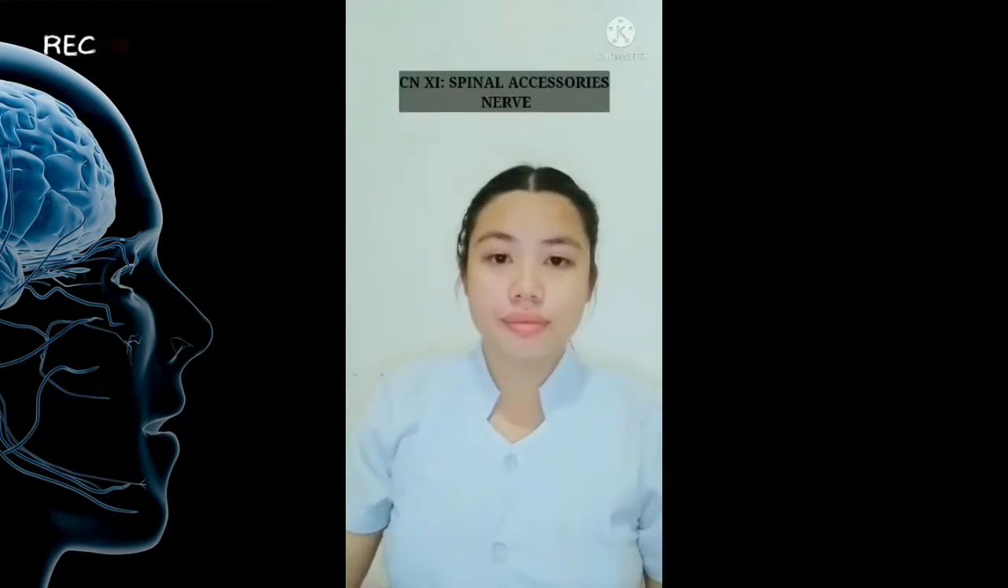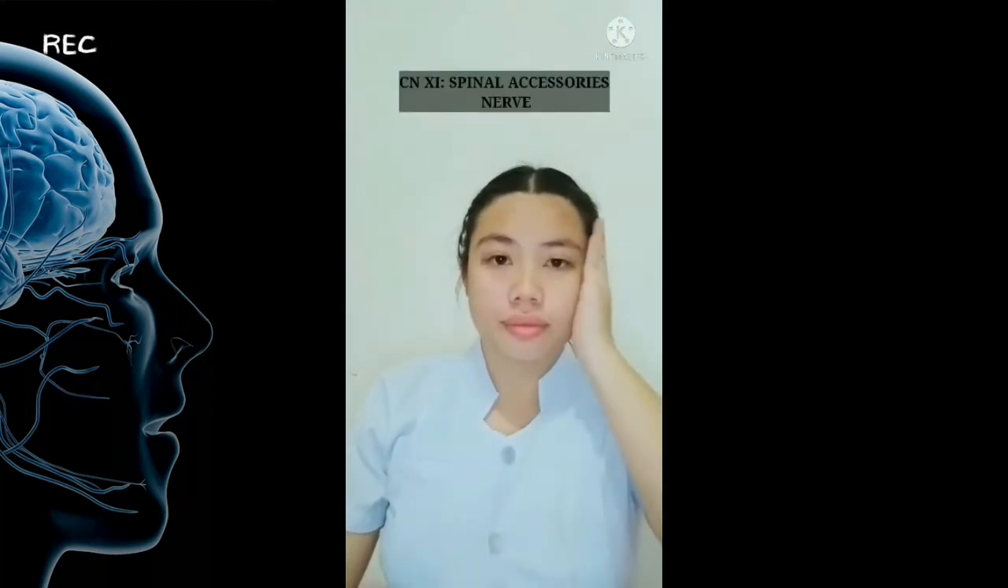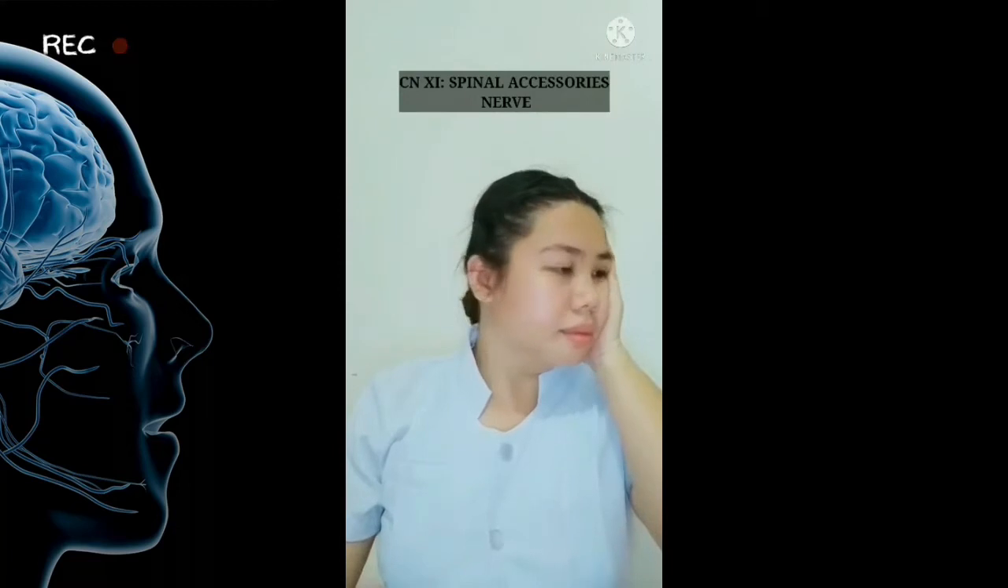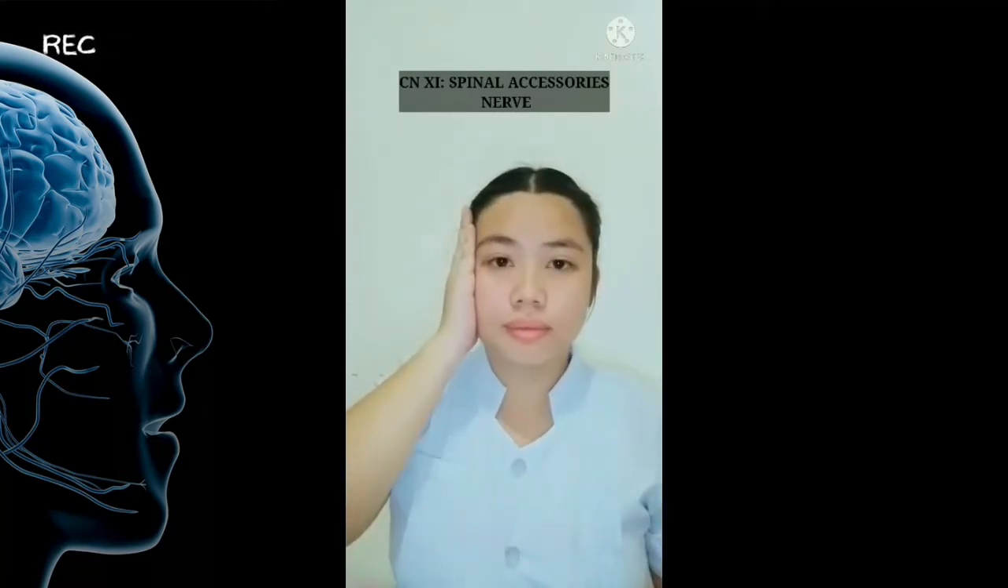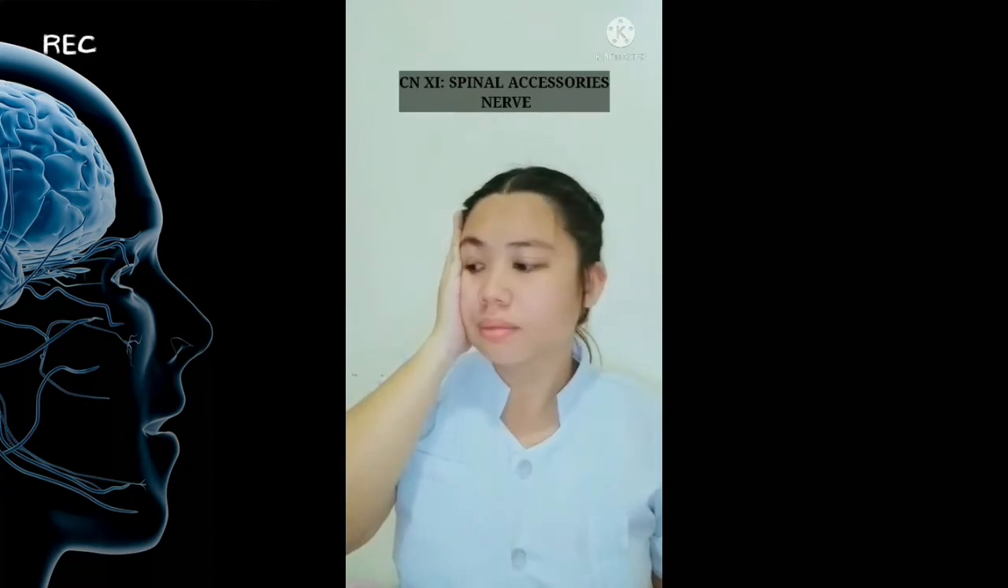Cranial nerve 11, or the spinal accessory nerve. Assess this nerve by testing the strength of the sternocleidomastoid muscles and the upper portion of the trapezius muscles. Ask the client to turn the head against resistance, first to the right, then to the left.